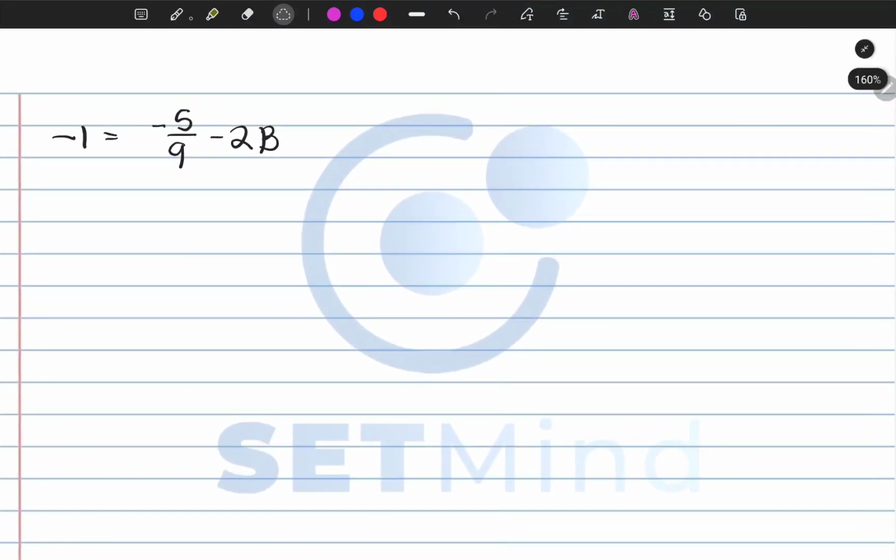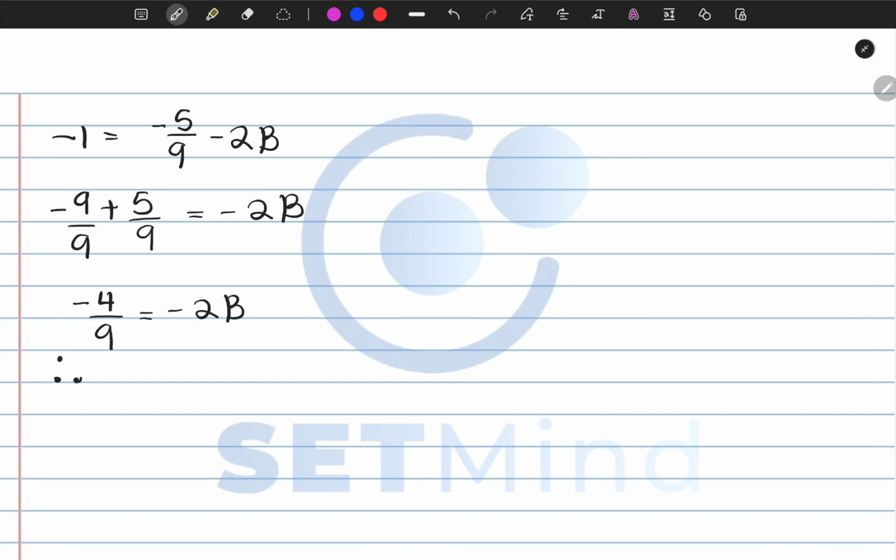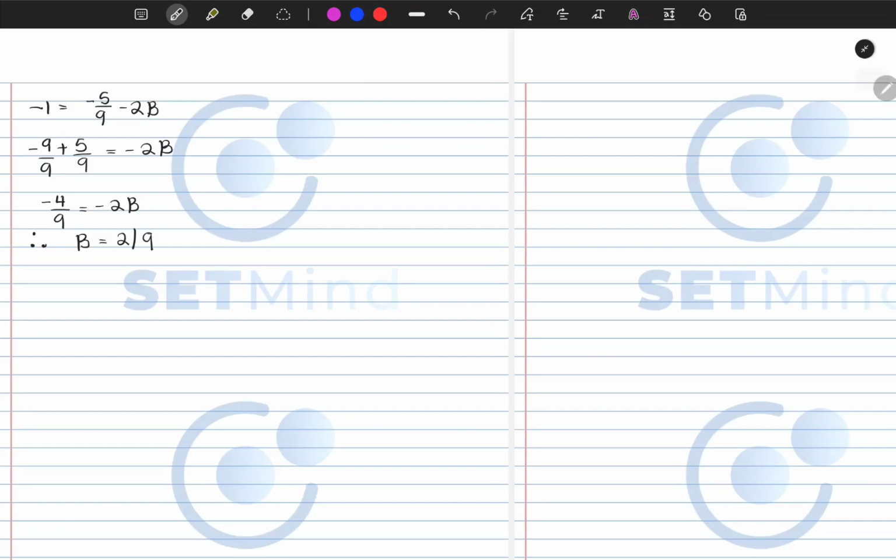So if you look carefully, we can transpose to the other side so that we have negative 1 plus 5 over 9. So remember that negative 1 can just be written as negative 9 over 9, and then this is negative 2b. So what you will end up getting here will be negative 4 over 9 equals minus 2b. Then when you divide, you will see that your b will simply be positive 2 over 9. That is what our b will be equal to.